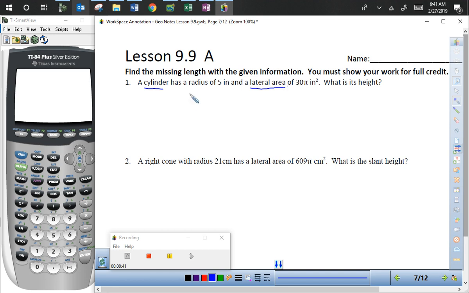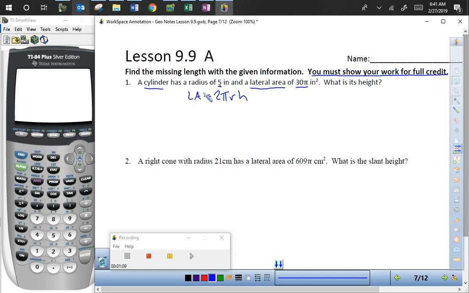Okay, so for cylinder, it says lateral area equals 2 pi RH. Okay, so first thing we're writing down the formula. Notice it says you must show your work for full credit. That's the first step. The next step is we're going to go back to the reading and find the pieces that were given. Okay, it says the radius is 5 inches, and then says the lateral area itself is 30 pi. So we're going to plug both of those numbers in the next step.